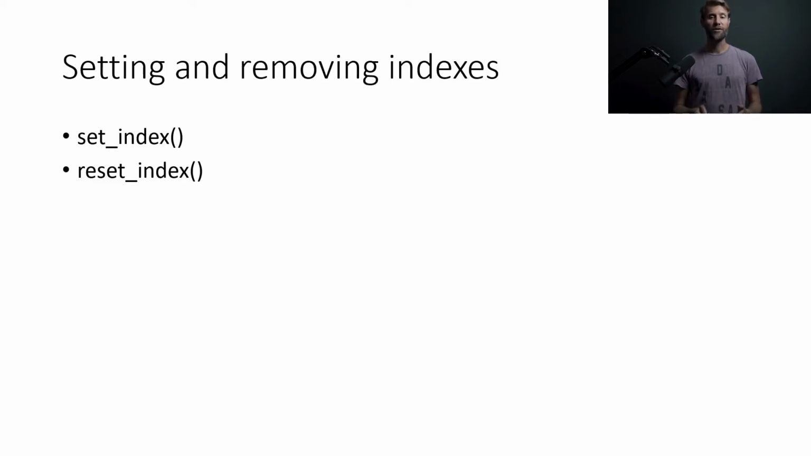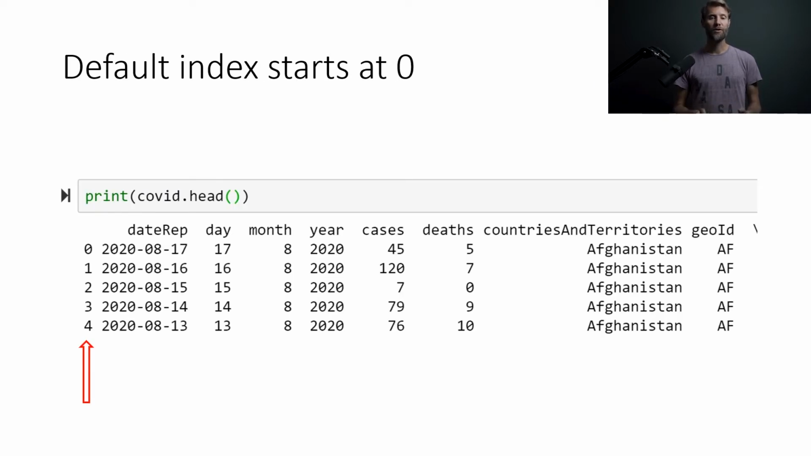The functions to set and remove an index are setIndex and resetIndex. Let's take a look at how to apply them. If none of the columns have been specified as an index column, Pandas will automatically generate an index that starts at 0. This is what the index of the COVID data frame looks like.